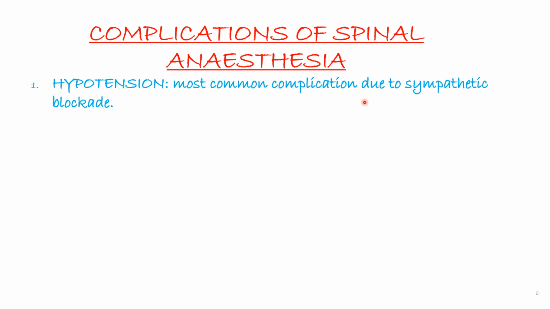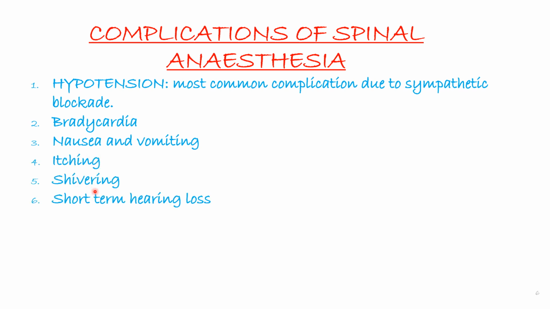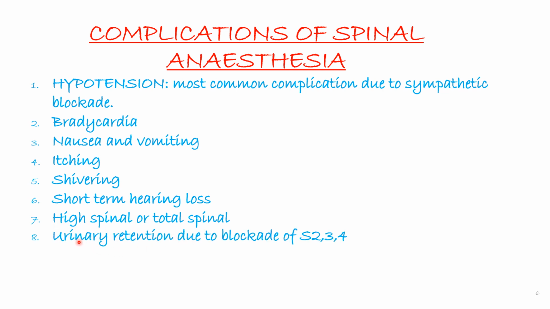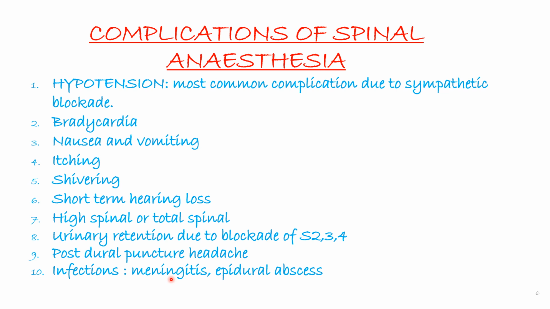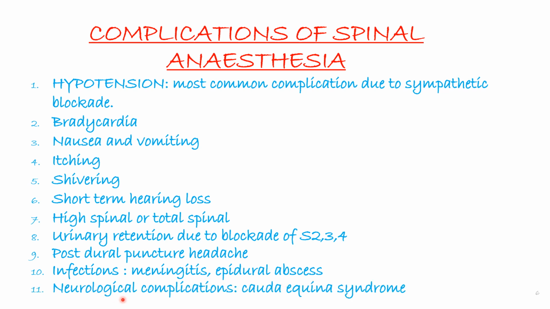So the complications of spinal anesthesia include, the first one is hypotension, and this is the most common complication due to spinal blockade. As we said before, spinal anesthesia blocks the sensory, the motor, and the sympathetic. The next could be bradycardia, nausea and vomiting, itching, shivering, short-term hearing loss, high spinal or total spinal, urinary retention due to blockade of S2, S3, and S4, postural puncture headache, infection, that is meningitis, epidural abscess, neurological complications such as cauda equina when you injure the spinal cord. You can also have direct needle trauma to the spinal cord.